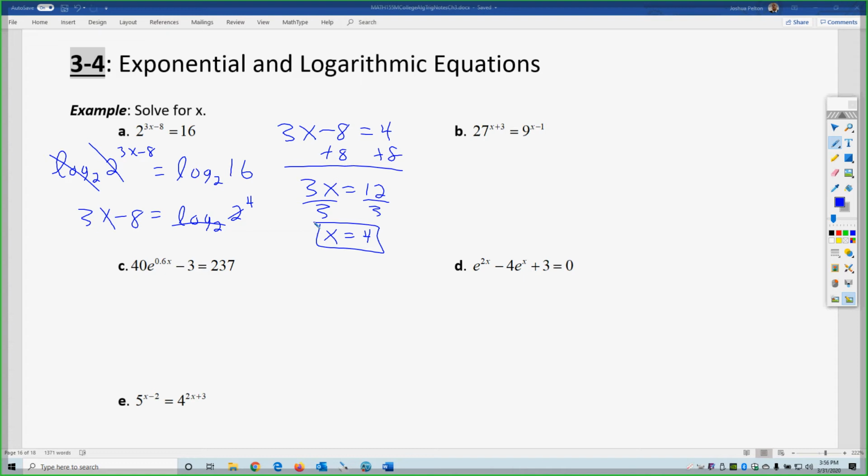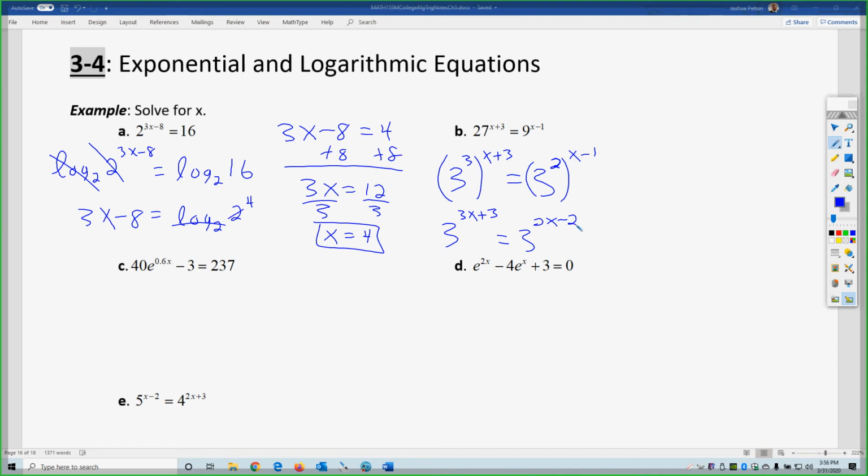We have 27 and 9. Well, if I do 27, it won't cancel the 9. If I do the 9, it doesn't cancel 27. So you should look for a common base, and 27 and 9 have a common base of 3. So this is 3 to the 3rd power. And this is 3 to the 2nd power. And if you simplify using basic exponent techniques of power to power, which is multiply, you get 3 to the 3x plus 3 and 3 to the 2x minus 2 when we multiply using the power to power rule.